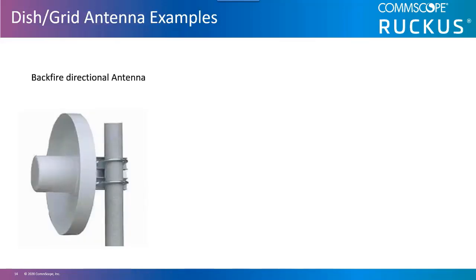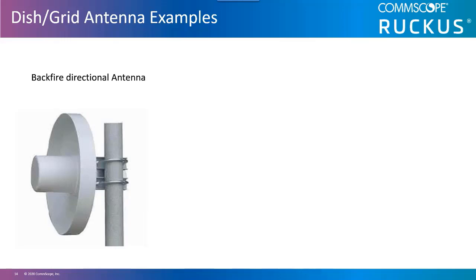Dish or grid antennas are also considered highly directional antennas. They look like a big bowl or a small satellite dish compared to the previous antenna types. They are more susceptible to the effects of wind, which can physically move the antenna, causing a degraded signal or even complete loss of signal.